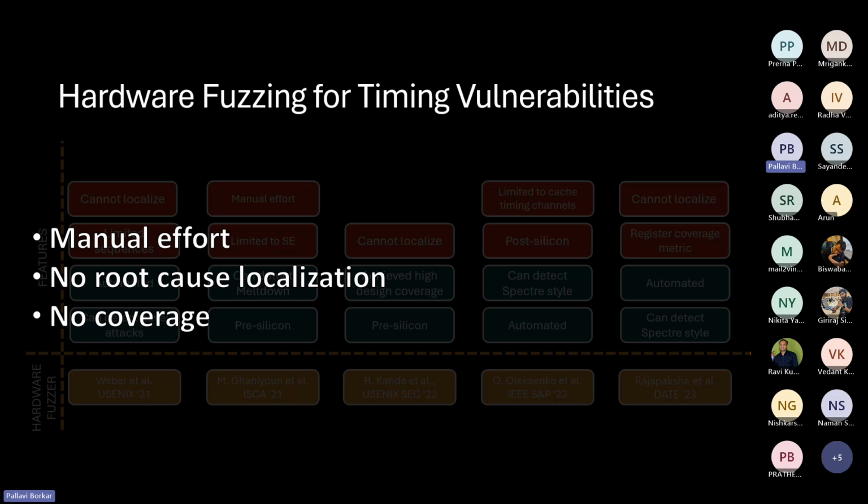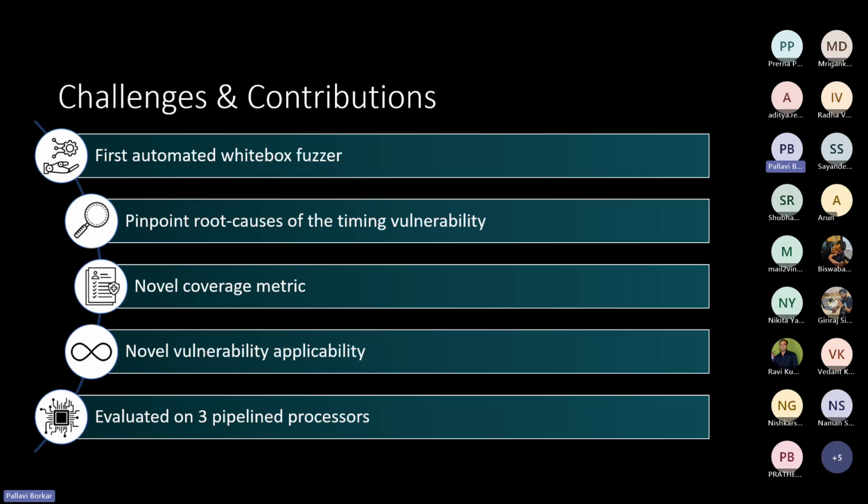While overcoming these limitations in our work, we face various challenges, and in response, we provide these contributions. Our first challenge was scaling to the immense size of a full-fledged processor. Hence, we completely automated our tool using hardware fuzzing, thereby providing the first automated white box fuzzer. Our second challenge was to localize the root cause of the detected vulnerability. In response, we developed a technique to graphically represent the full processor. Our third challenge was to provide a coverage metric that is relevant to the state space of timing vulnerabilities. Hence, we developed and provided such a metric.